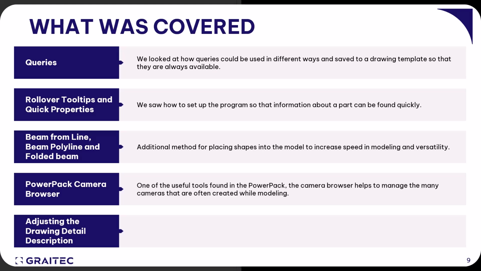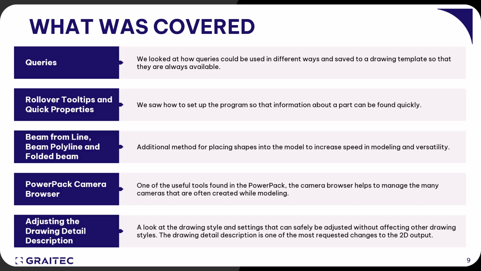Next was the PowerPack camera browser. And this is just one of the useful tools found in PowerPack. The camera browser helps us to manage the many cameras that are often created while modeling. And finally, we have adjusting the detail description underneath the drawing. And this was a look at the drawing style settings that could safely be adjusted without affecting other drawing styles. The drawing detail description is one of the most requested changes in the 2D output.